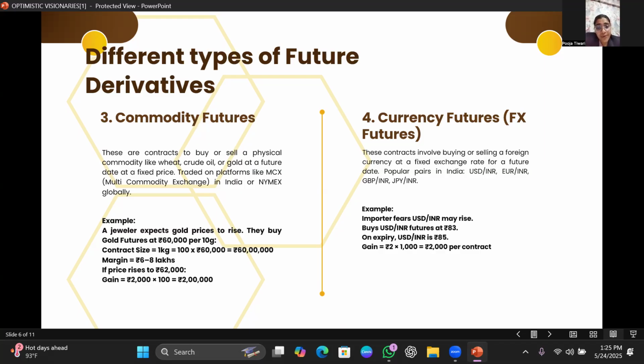Imported for US dollar, the US dollar against the Indian currency may rise. Buy US dollar, Indian rupee futures at 83 rupees. On expiry, US dollar to Indian rupee is 85. Gain of 2 rupees into 1,000, that is 2,000 per contract we have gained. So these are the advantages.